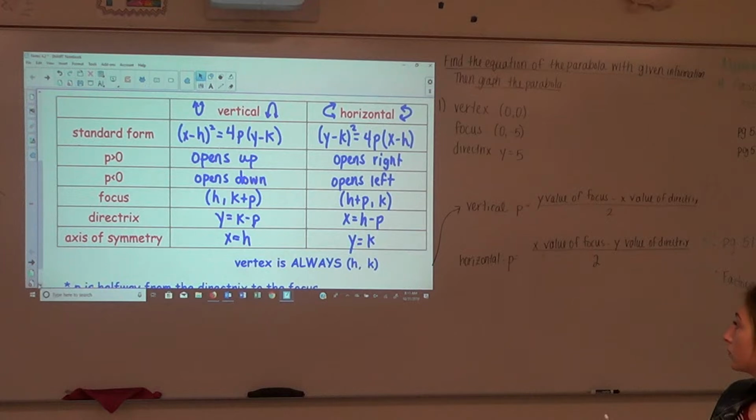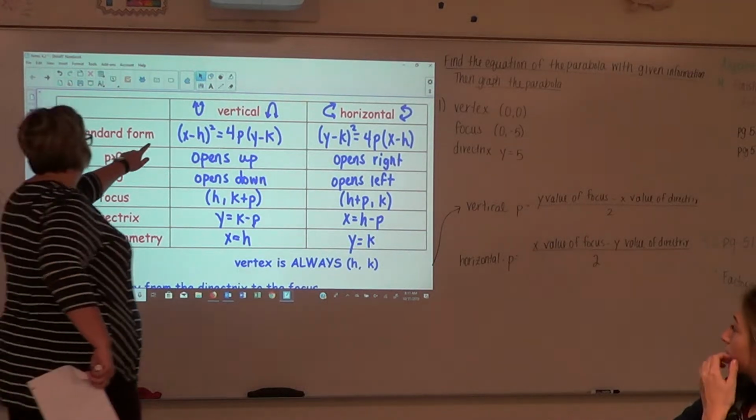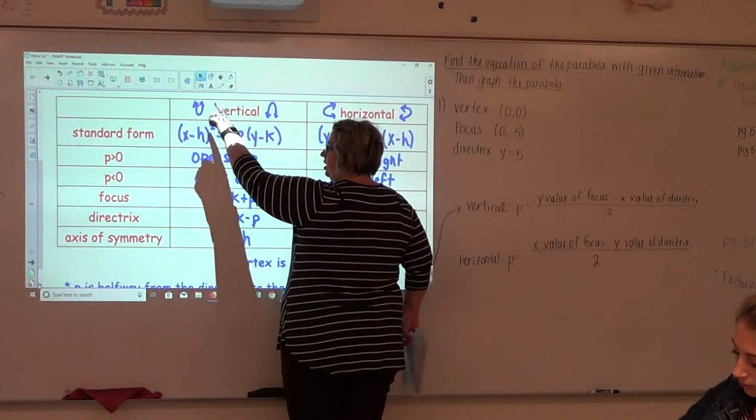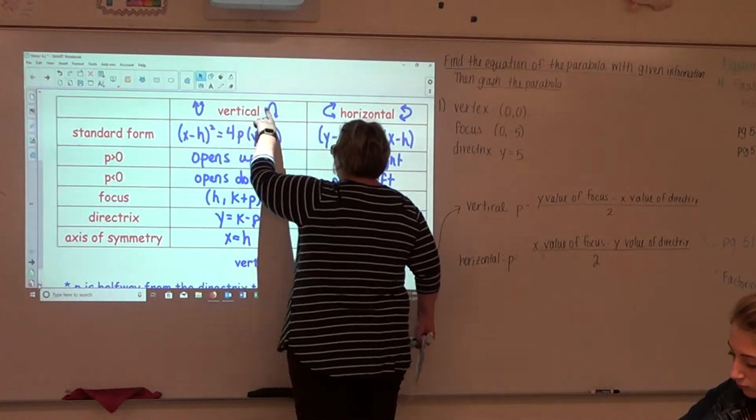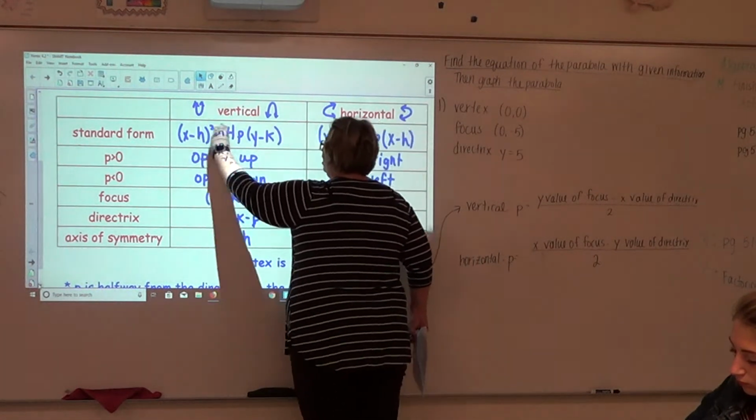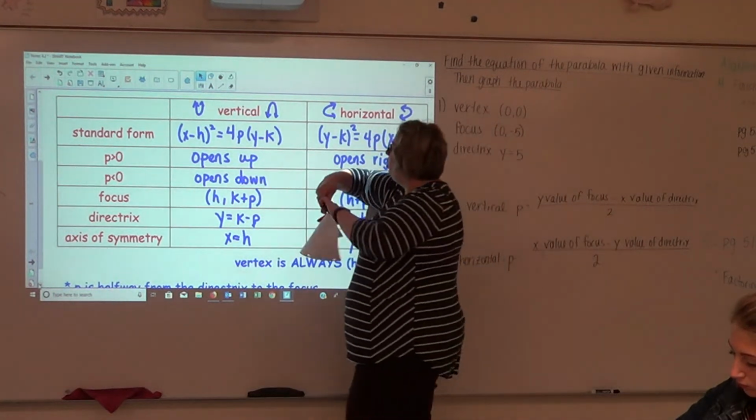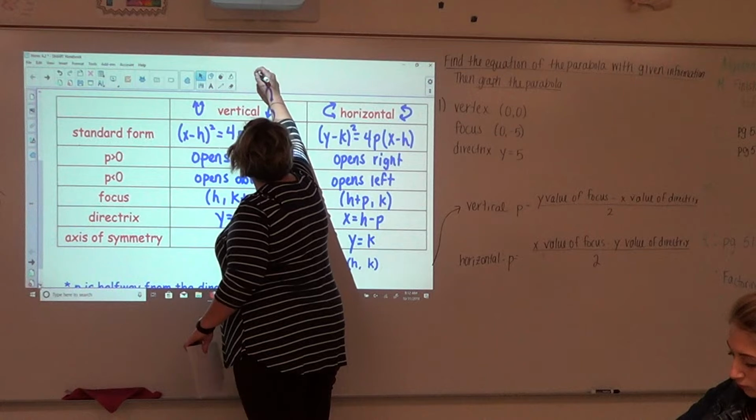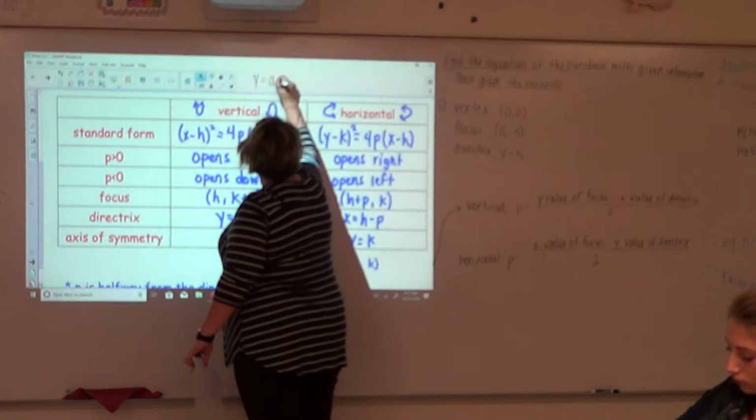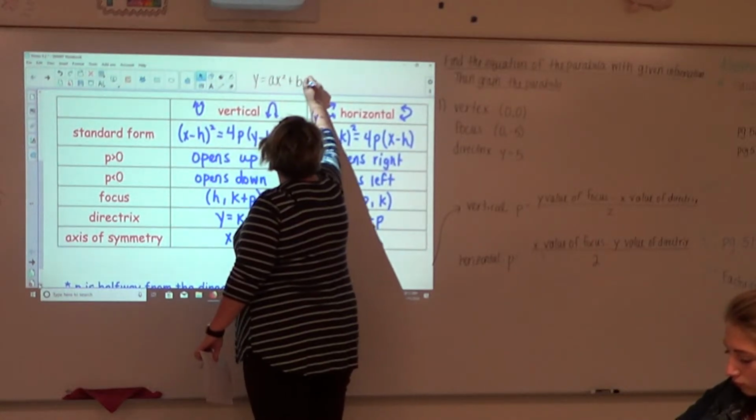Seen the first column, vertical, okay? Where if positive x squared goes up, negative x squared goes down. Now, I know you haven't seen this standard form before, because when you've seen quadratics, you've seen standard form as this, correct?